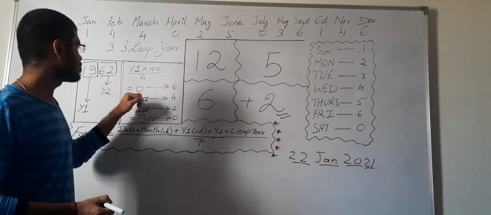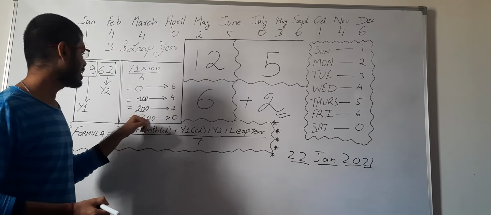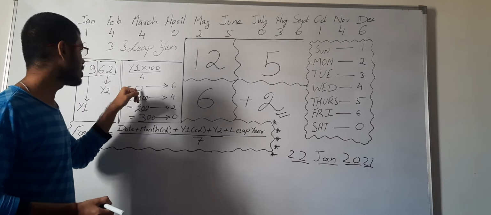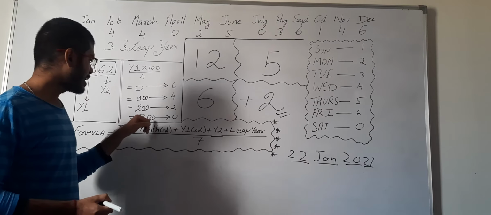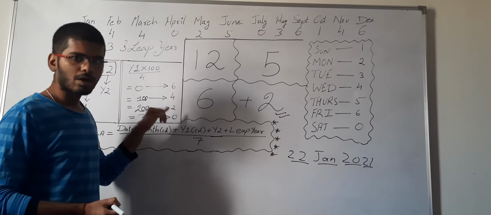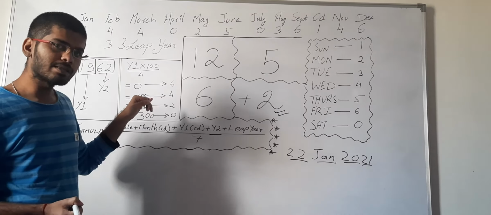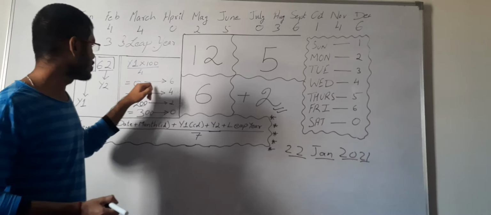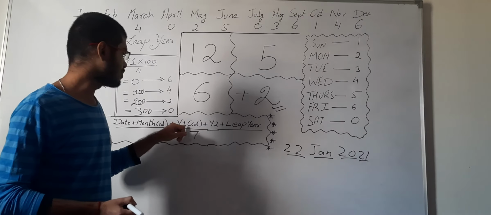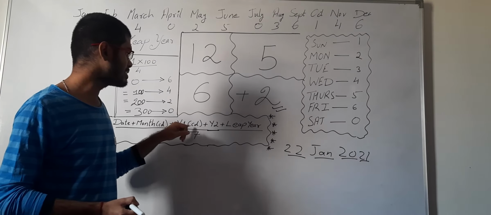Remember guys, the smaller number has a larger code and the larger number has a smaller code. That is, the smaller remainder has a larger code and the larger remainder has a smaller code. We might get confused even in this part as well. So for 0 we have a code of 6. So we have year 1 code as 6.